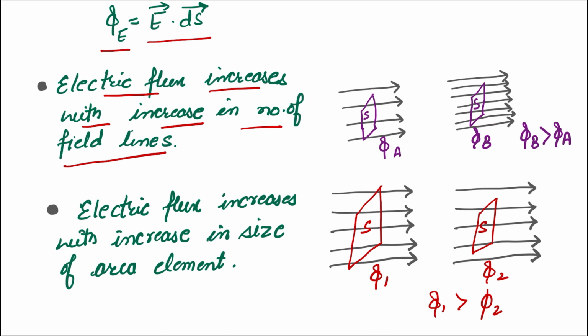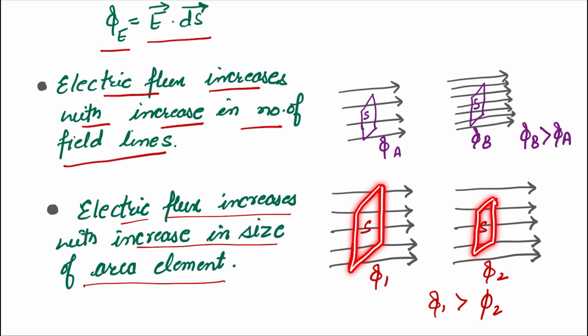Second, the electric flux increases with increase in the size of the area element. We have chosen the same number of electric field lines, 1, 2, 3, 4, 5. 5 lines are here and 5 lines are here, right? But in this case, this area element has smaller size as compared to this area element, right? This one is bigger in size, this one is smaller in size, right?